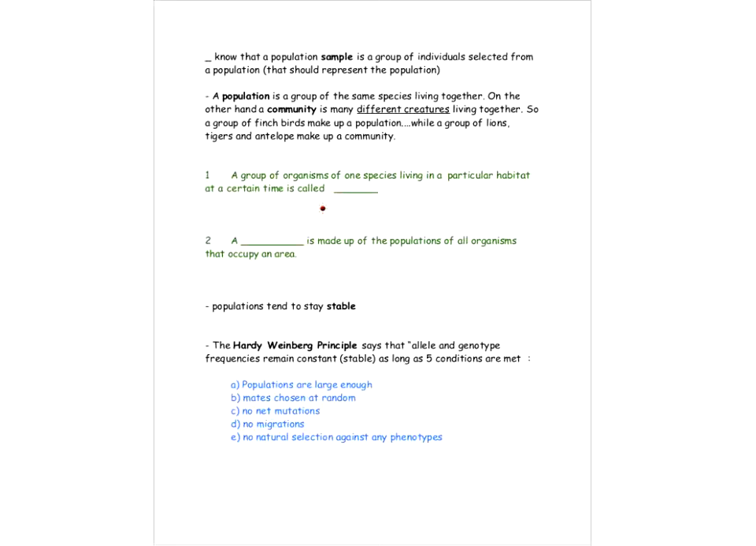Okay, now here's just the point that populations tend to stay stable over time, especially if they're larger populations. And so we've got this principle, it's called the Hardy-Weinberg principle, that says that allele and genotype frequencies remain constant or stable as long as 5 conditions are met. Okay, so what are those 5 conditions? So the first one is that populations are large enough. And later on we'll look at what happens if a population is small. It's kind of an exception to the rule here.